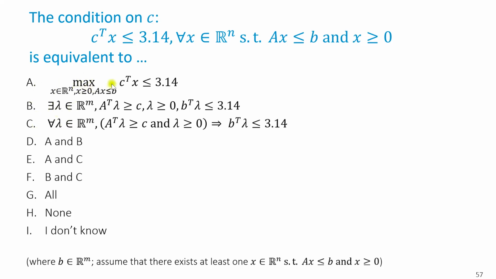The first form is saying the max of the inner product of C and x over all x that satisfy those constraints is less than 314. Right? There exists a lambda that satisfies those constraints such that, where m is the size of the vector b, because we have the inner product of b and lambda here, that satisfy those constraints here, or for all lambda that satisfy those constraints, the inner product of b and lambda must be less than 314.